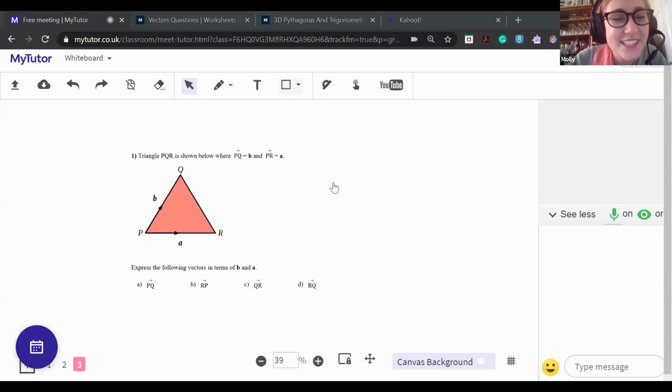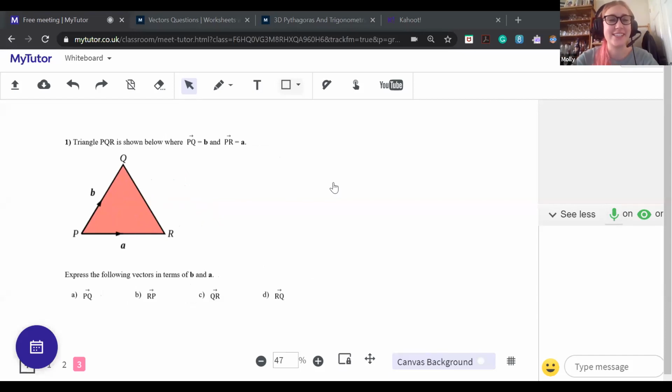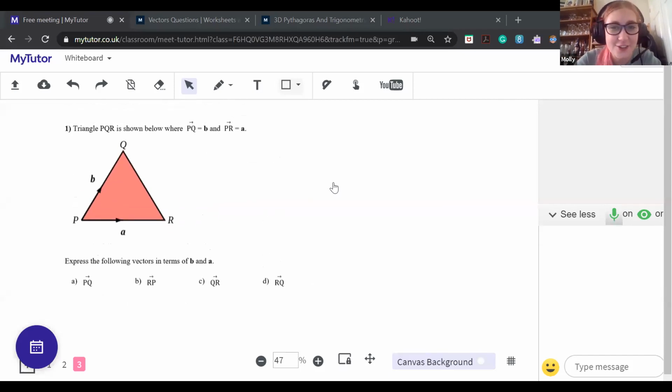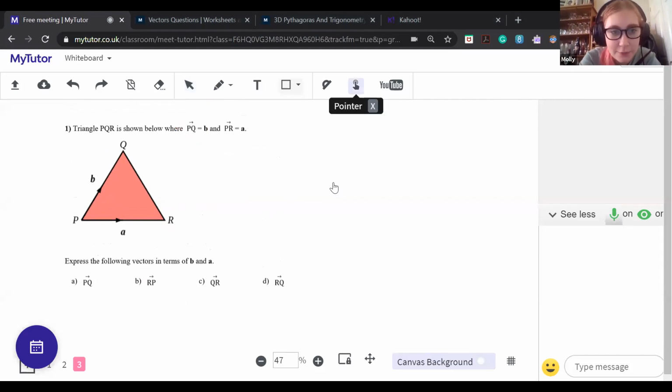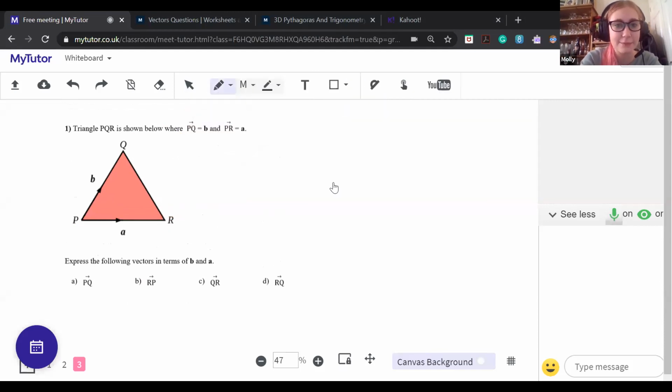Okay, so let's go ahead and have a look at this question. We've got a triangle here, and so here you can see this is what I'm talking about. You put an arrow over the top to say P to Q, and that's B, and they've bolded it here because they can, because they're on a computer. So this is the vector B, and this is the vector A. So let's express the following ones in terms of B and A.